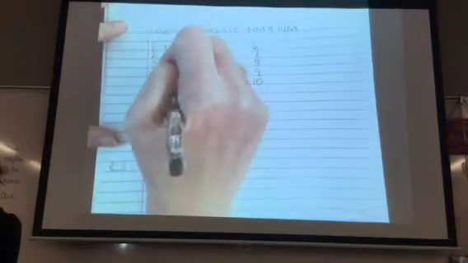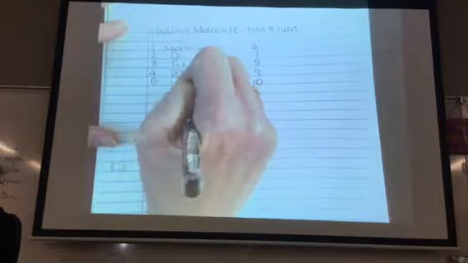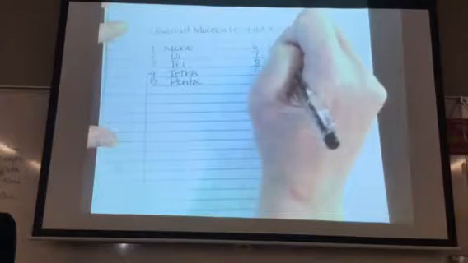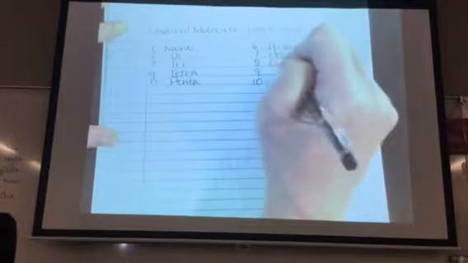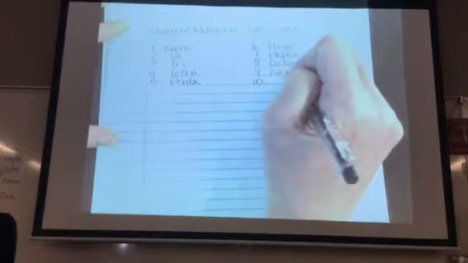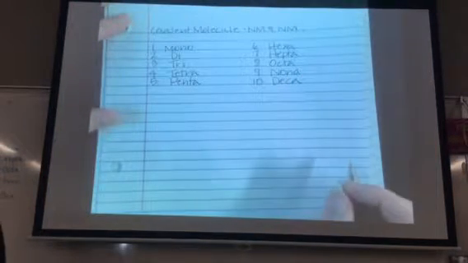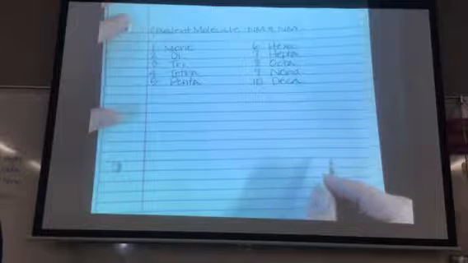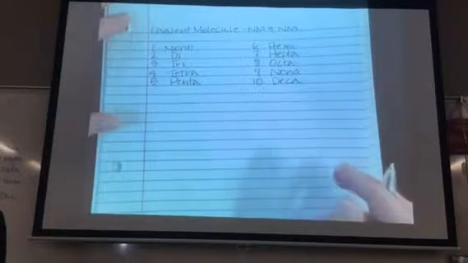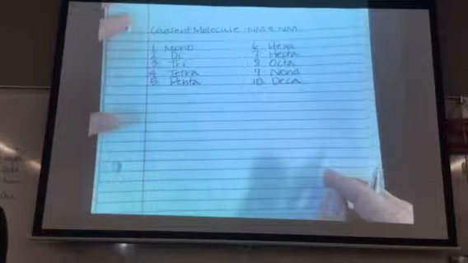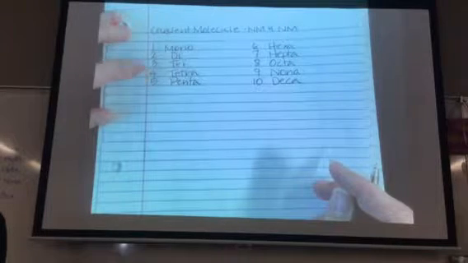Mono, di, tri, tetra, penta, hexa, hepta, octa, nona, and deca. Most of these you're probably familiar with from math class because we end up with polygons, like a pentagon, which has 5 sides. A hexagon has 6 sides. The biggest one I feel like people have an issue with is tetra.